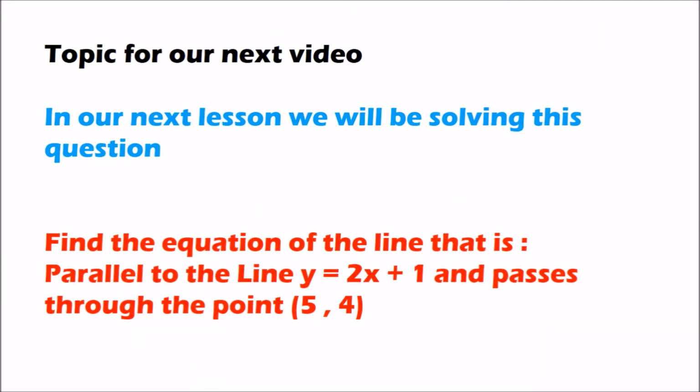Now, before I finish this video, let me tell you the topic for our next lesson. In our next lesson, we'll be solving this question, which is: find the equation of a line that is parallel to the line y equals 2x plus 1 and passes through the point where x is 5 and y is 4. Now, the only reason why we learn about parallel lines and y-intercept and gradient regarding parallel lines is that we have to use everything we learned today to solve this question, which we are keeping for our next video.